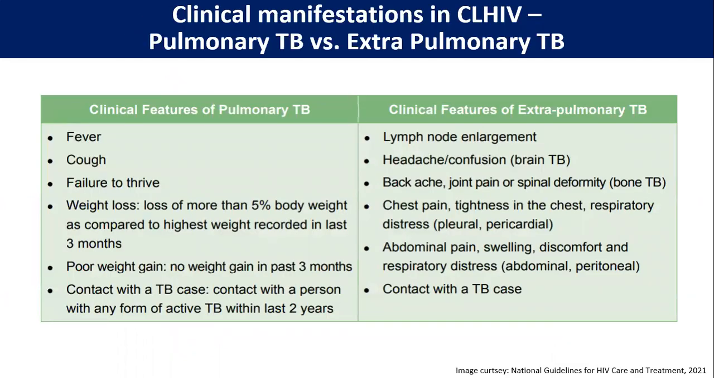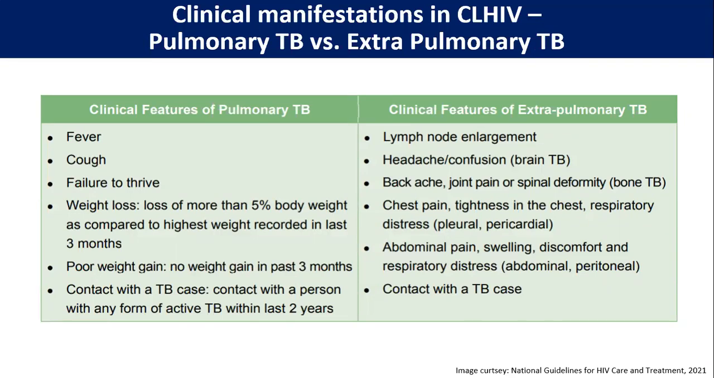And now, for symptoms of tuberculosis in a pediatric patient, we already discussed earlier. Just a recapitulation: it is fever, cough, failure to thrive, weight loss, more than 5 kg compared to the highest weight in the last 3 months, and poor weight gain or no weight gain in 3 months, or contact with a case of TB. Here, it is important to know that we say the patient is having contact with a TB case if it is within the last 2 years.